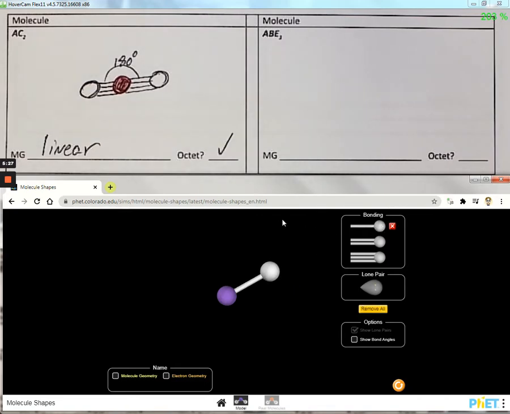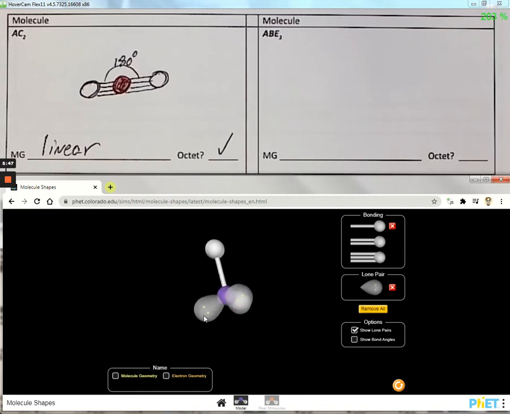E is electron pairs that are not bonded, so it wants me to put in some lone pairs. So 3 of those, so I'll click this 3 times. Notice how each time I do it, it moves the other things that are in that molecule around. Okay, so I put in my third one.